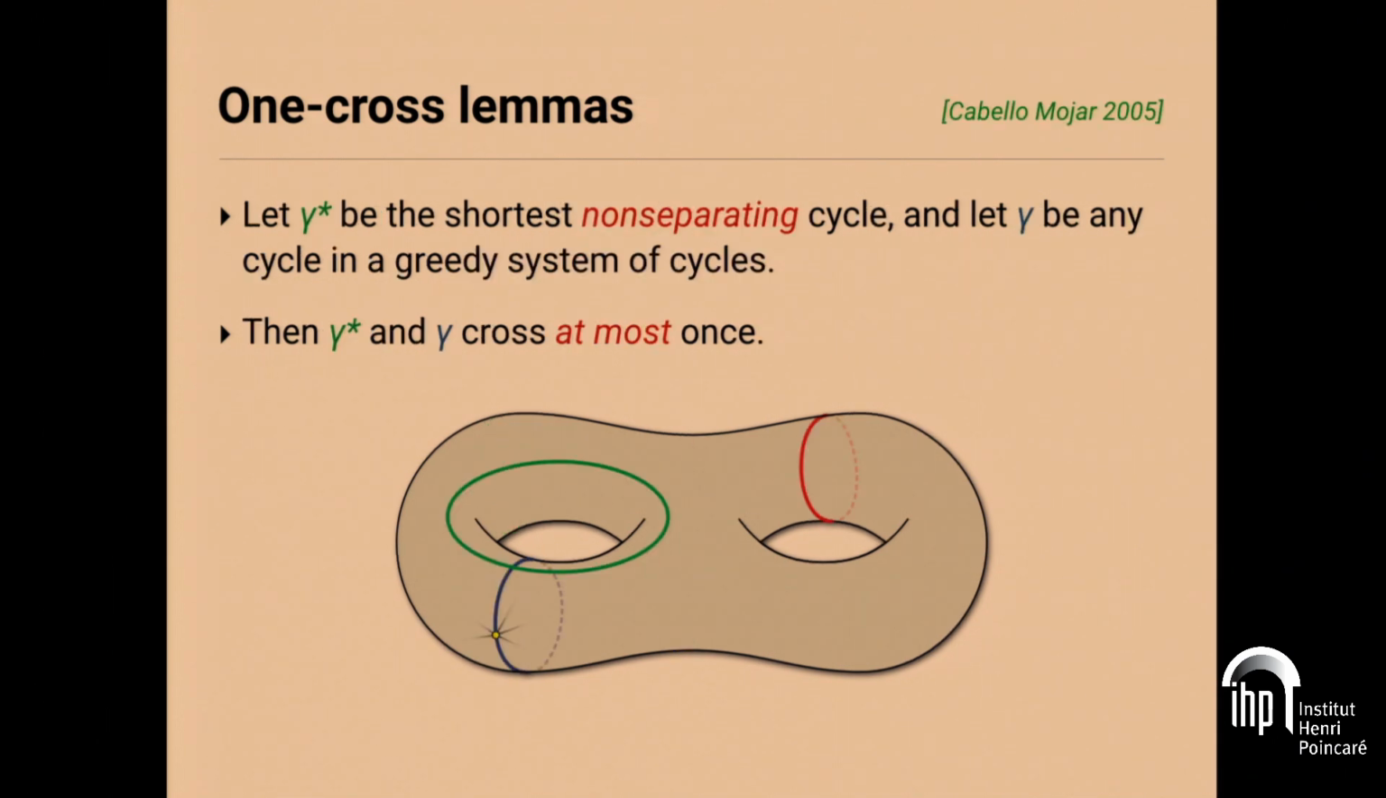So Cabello and Mohar took this one crossing condition and combined it with this fact about non-separating cycles crossing any system, any homology basis. And they observed that the shortest non-separating cycle, on the one hand, must cross at least one cycle in a greedy system at least once.